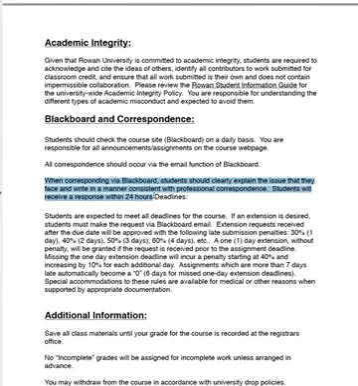So, students should clearly explain the issue that they face and write in a manner consistent with professional correspondence. You should receive a response in 24 hours. Normally, I do that. I try to check my email multiple times in any given day.